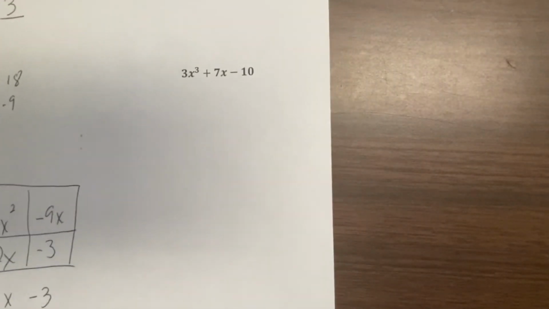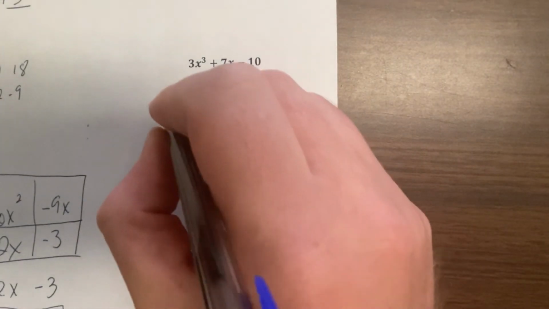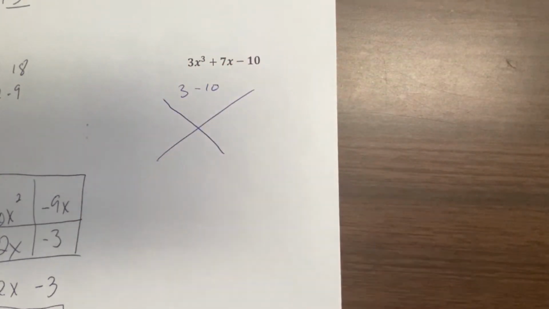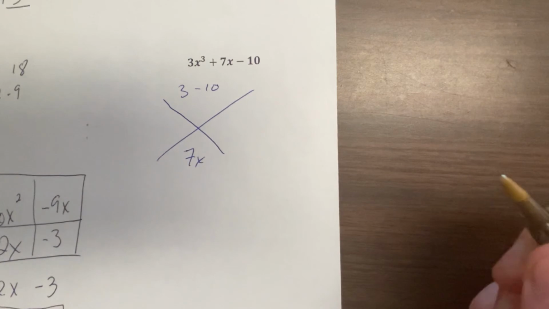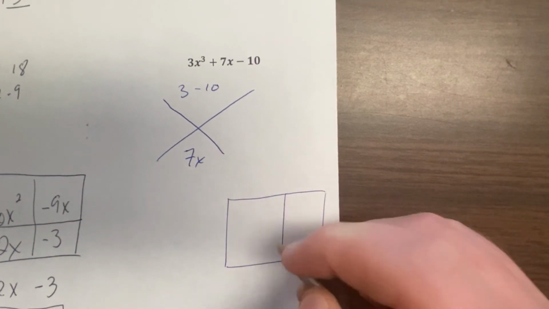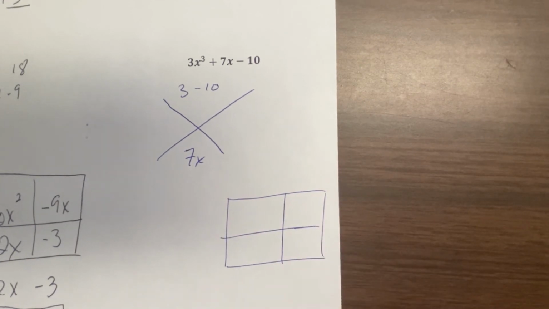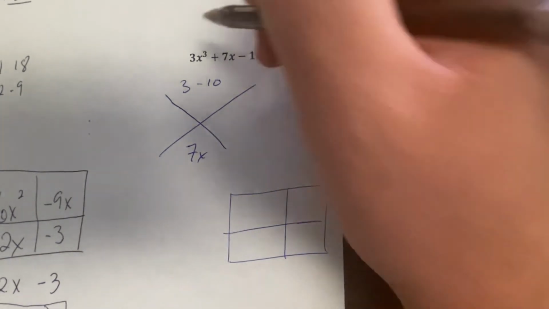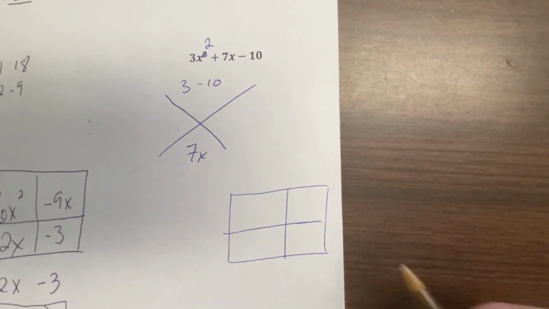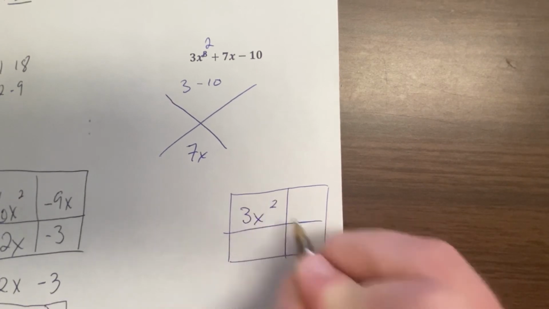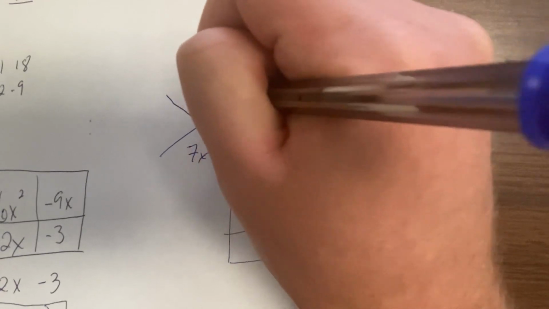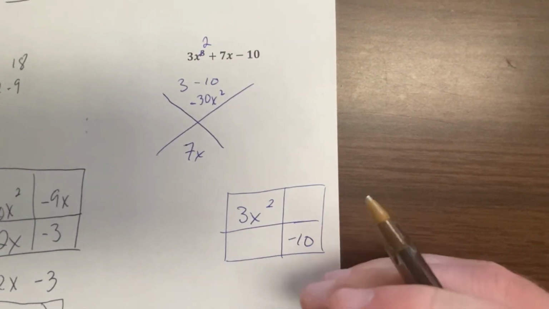All right, one last example here. Again, I know I need my diamond. On top of the diamond, I have 3 times negative 10, and on the bottom, I have a 7x. The box: I have a 3x squared. Sorry, that should not be a third, it should be a squared. Opposite of that goes the negative 10. So what makes negative 30x squared but adds again to a positive 7?